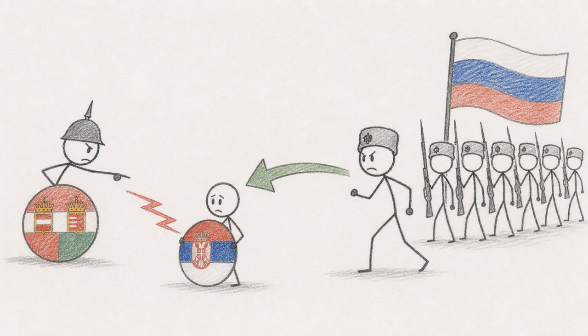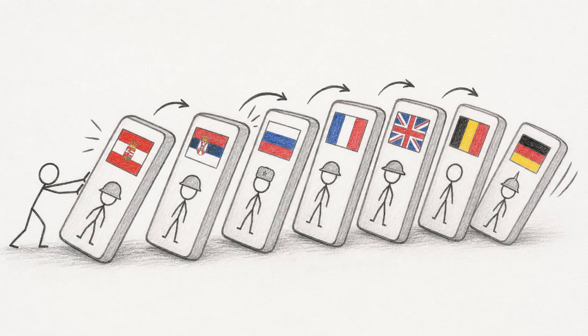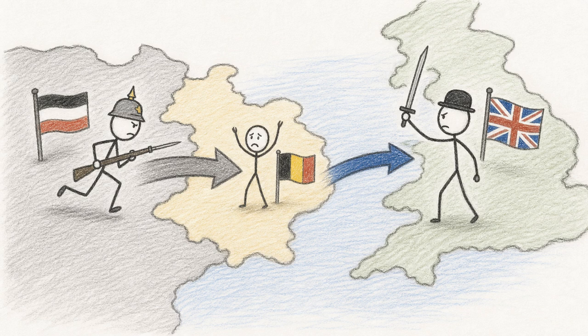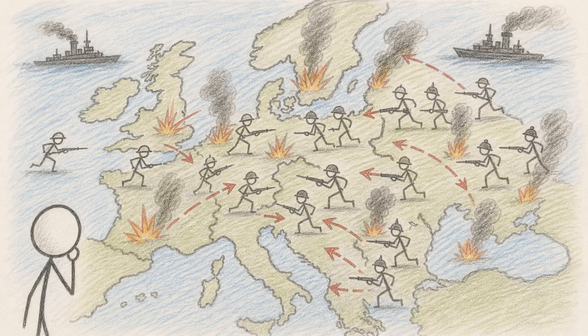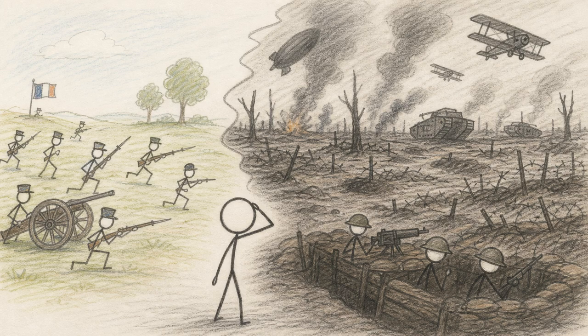This prompted Russia to mobilize in defense of Serbia, setting off a domino effect of declarations of war. Germany's invasion of neutral Belgium brought the United Kingdom into the fray. Soon, much of Europe was engulfed in a war unlike any had seen before.